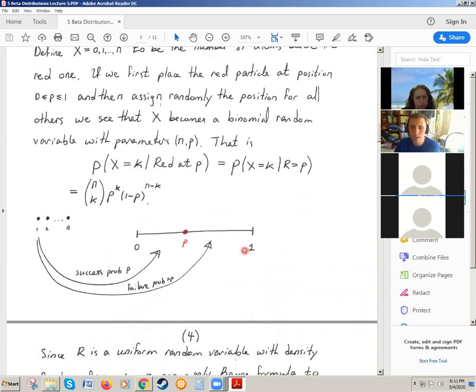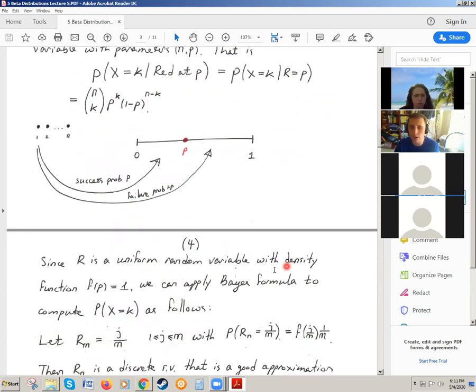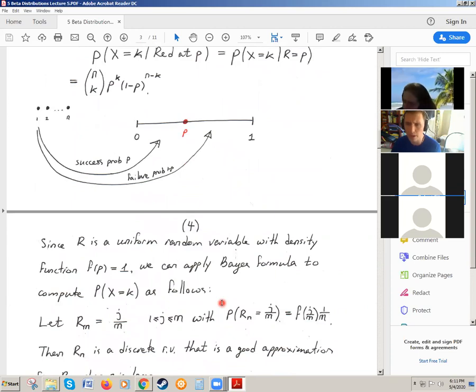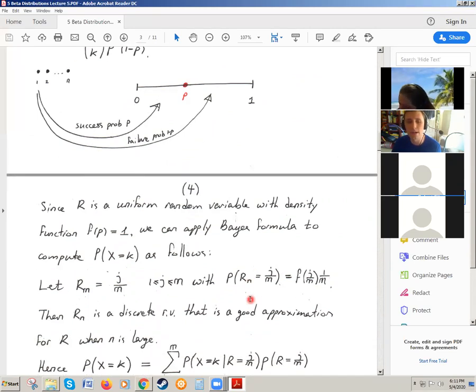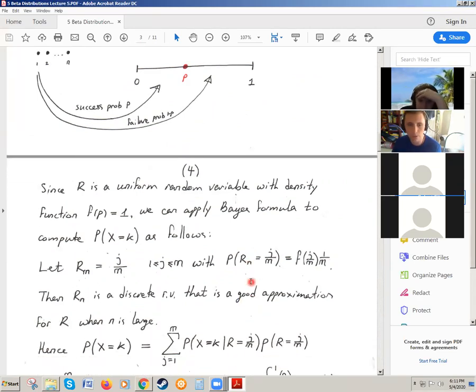Good? So since R is a uniform random variable, its density function is 1 over the interval 0 to 1. We are going to apply, I'm hoping that my Riemann integral presentation is going to help you understand, Bayes' formula where we have many conditions. Here is how I think of it. I hope it's not going to be too confusing. I'm going to condition on the different places where the red particle was placed. But for a moment, it might feel convenient to imagine that the red particle is a discrete random variable. It can only be placed among m places. You see, that's why I say Rm.